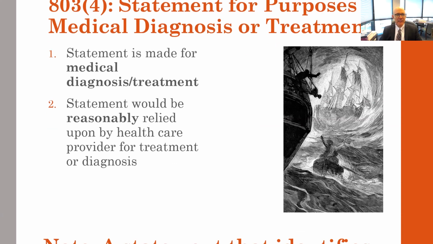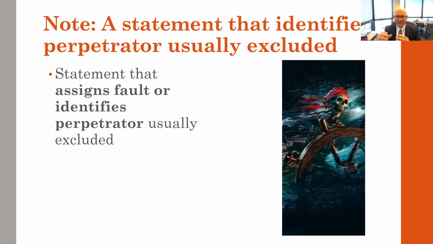Importantly, however, a portion of the statement that identifies the perpetrator is usually excluded. So I'm talking to a doctor or nurse, my knee hurt because I fell yesterday, I fell crossing Las Vegas Boulevard, and I fell because Joe Smith pushed me. And now Smith is being prosecuted for that. That portion of the statement would not come in, because it assigns fault or identifies a perpetrator. That part would be excluded, okay?